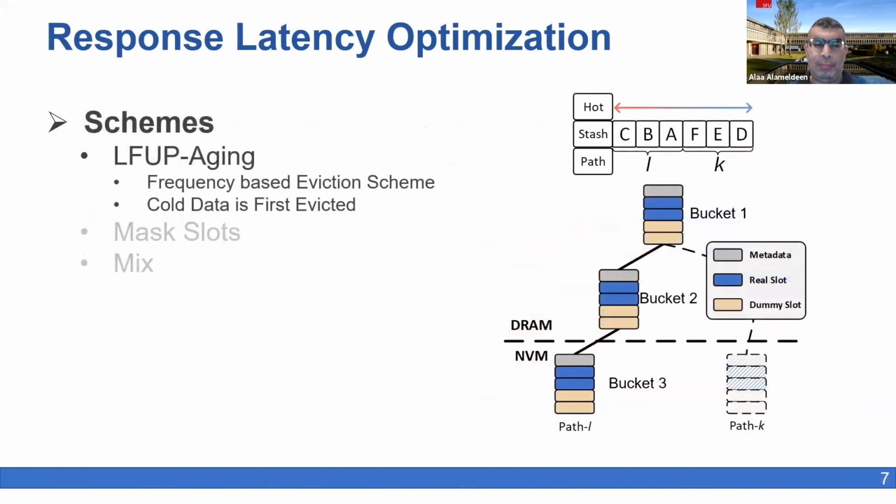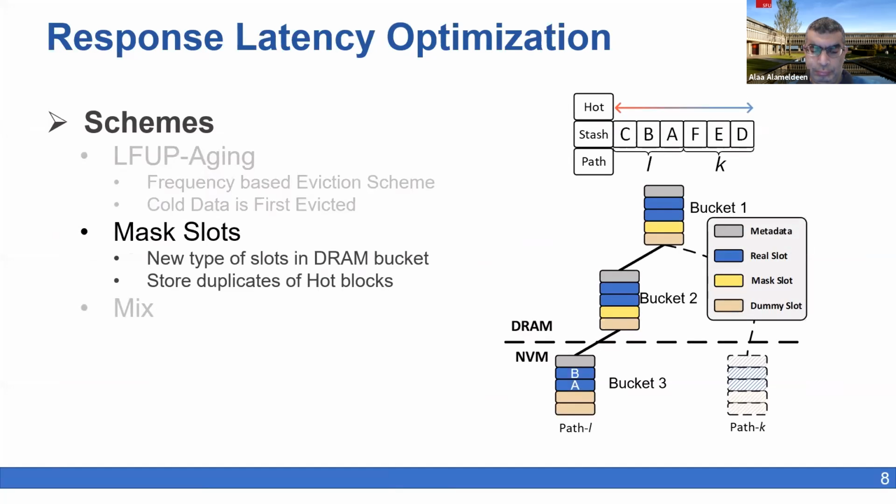The first one is LFU-based aging, a frequency-based eviction scheme. It sorts the data blocks in the stash according to their access frequency, and the hotter data is evicted first. As the figure shows, in the write path, buckets are filled in the order from bucket 3 to bucket 1. As block C is hotter than blocks A and B, it will be stored in DRAM.